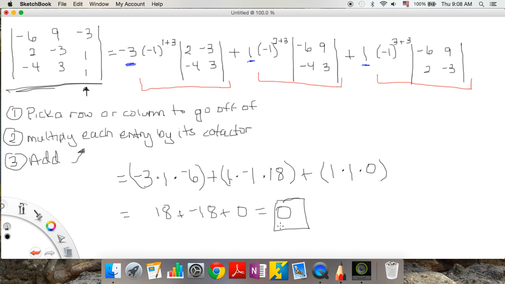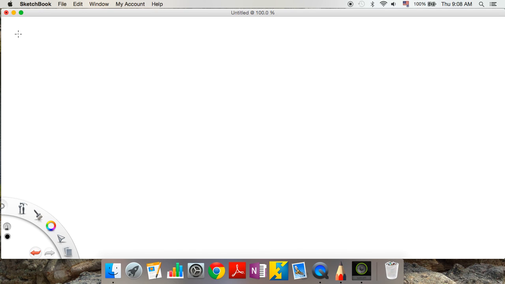Could you have done it by diagonals? Of course you could have, but this is just a different method. And this is often more useful with the bigger matrices, bigger than 3 by 3. So I'm going to give you one here that I want you to try on your own using the expansion by minors. Okay, so pause the video and find this one using expansion by minors, and then we'll look at it.